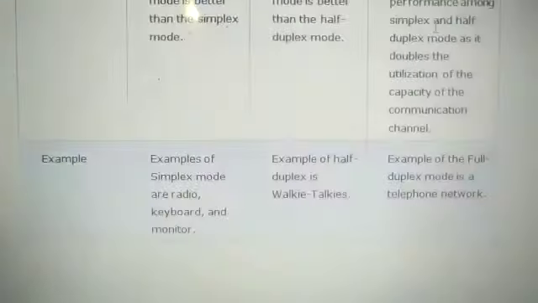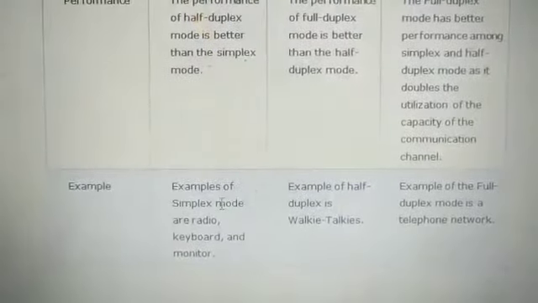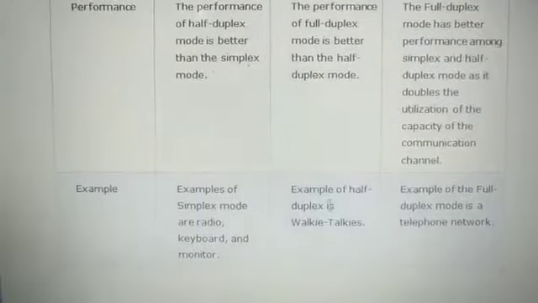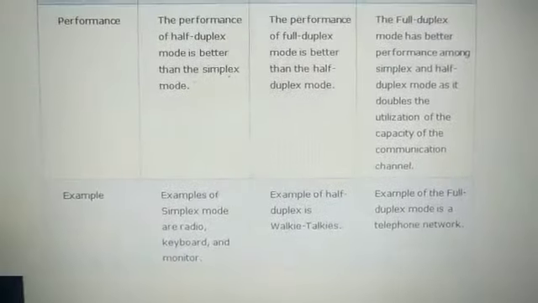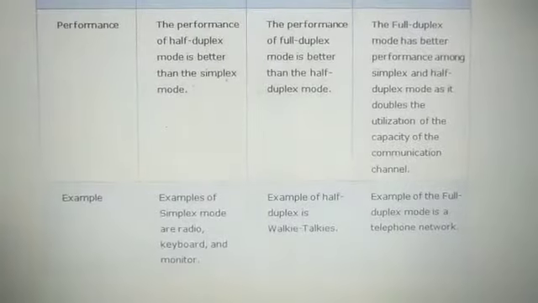What are the examples? In radio signal transmission, for the half duplex method you can say walkie talkie, and for the full duplex method you can say a telephone conversation network.